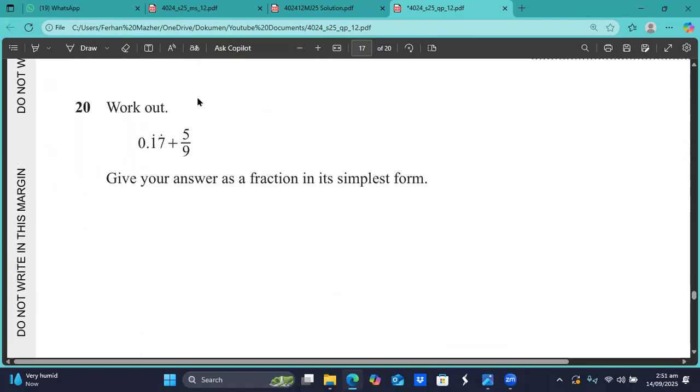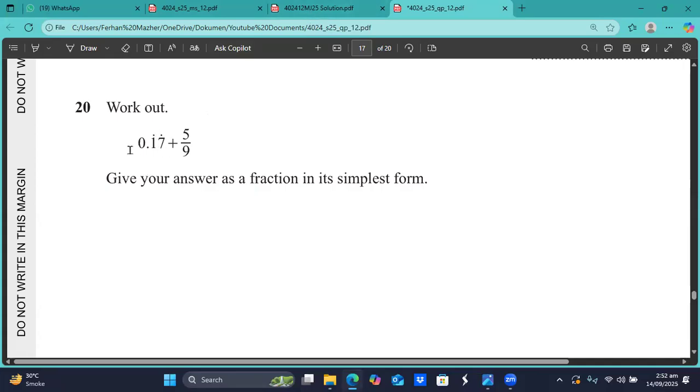Question number 20. Work out 0.17 with two dots on it, plus 5 by 9. You see these two dots. These two dots mean that this is a recurring decimal fraction. That means 0.1717171717 and so on. So this 17 will be repeating. Plus 5 by 9, as a fraction in its simplest form.